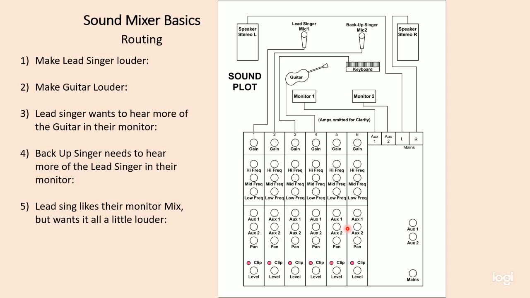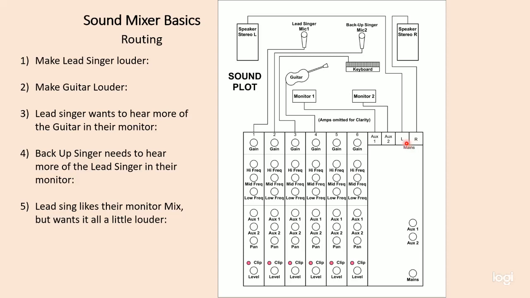So if we wanted to make the lead singer louder, we would just turn up their channel number 1. We can see that our lead singer is plugged into microphone 1, and to make them louder we would just turn up their level. That would send more signal to the mains and it would make them sound louder. If we wanted to make the guitar louder, our guitar is plugged in to channel 4, and we would just turn up the level on channel 4, which would send more signal to the mains, and we would hear it.